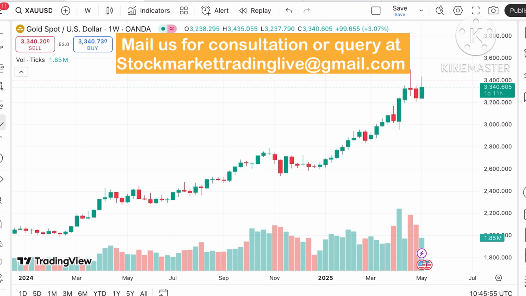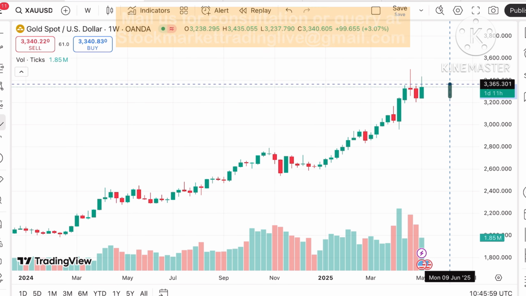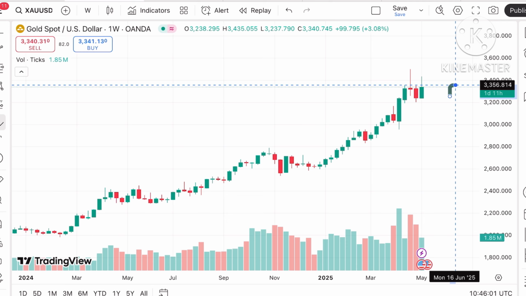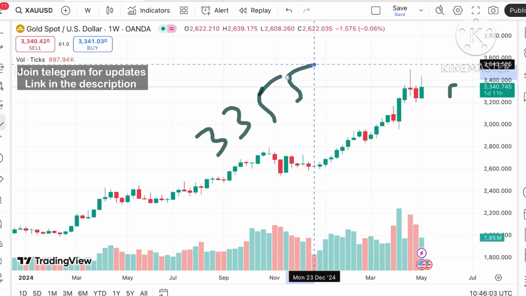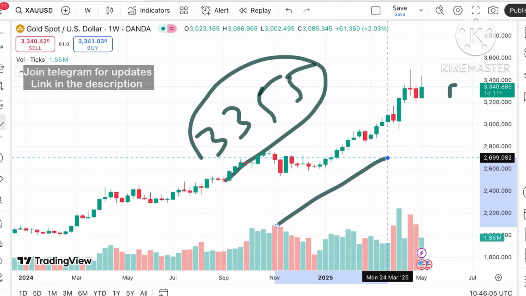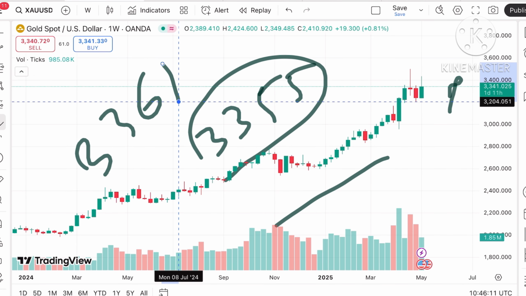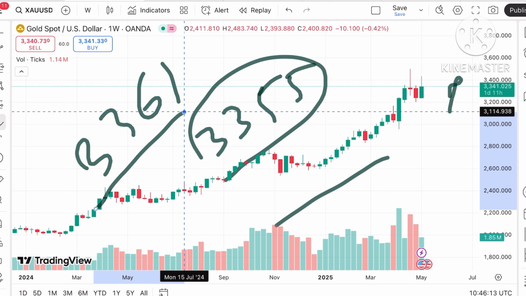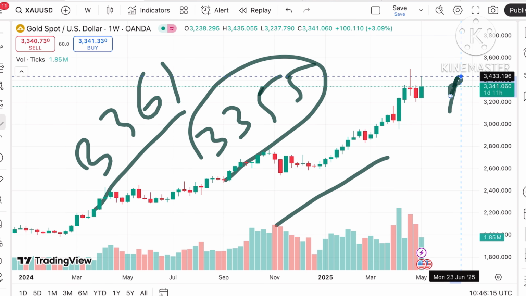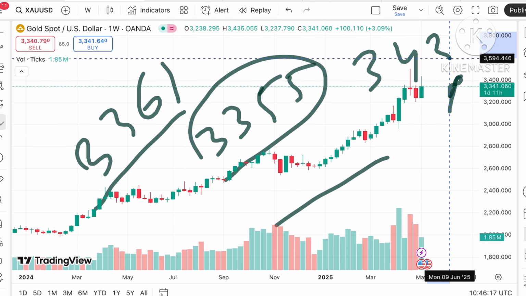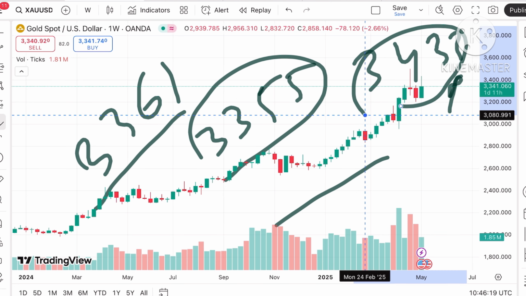Looking at this particular chart, chances of further upside will be there if the price keeps moving above a level of around $33.55. This is the resistance we have seen, and if it starts going above this level, we can see the next resistance coming at 33.61. After that the resistance is higher at a level of about 3400.